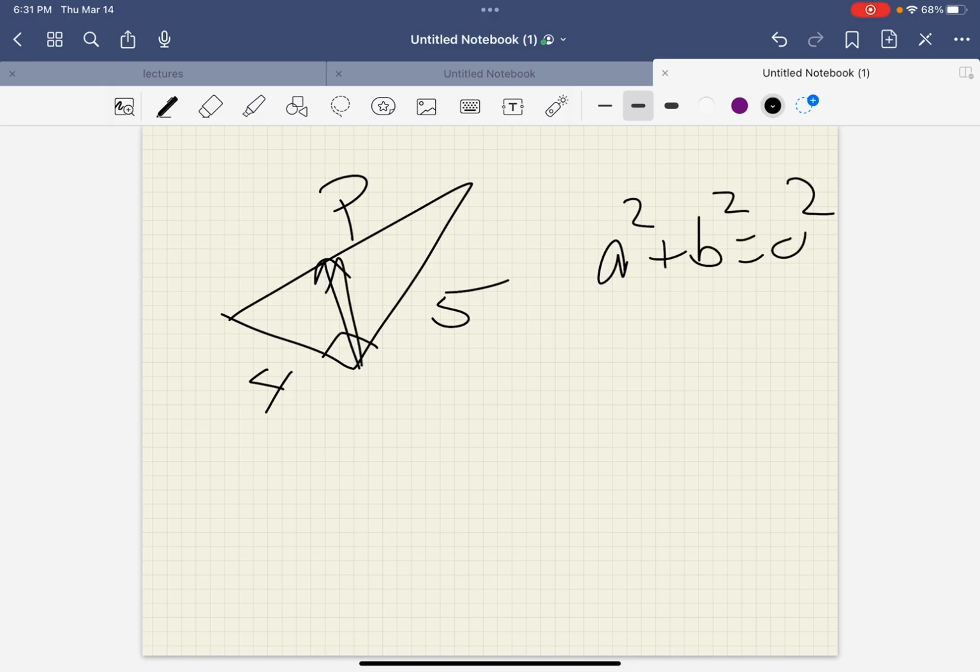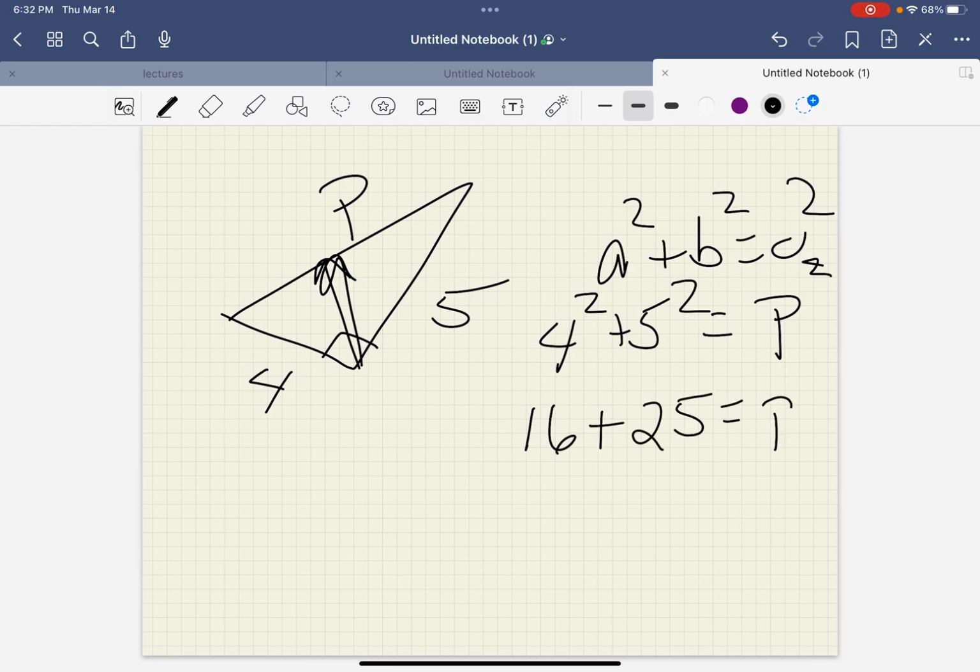It's the one across from the right angle. So the hypotenuse has to go in here for c. The other two don't matter. 4 squared plus 5 squared. So 4 squared is 16, 5 squared is 25. And then what is this? 41. And we don't know the square root of 41.